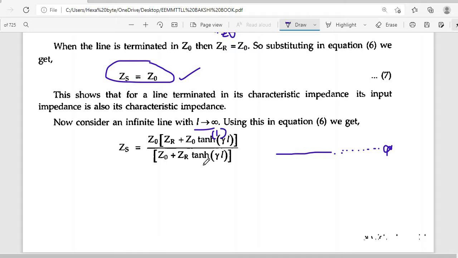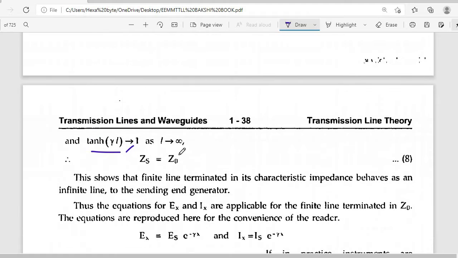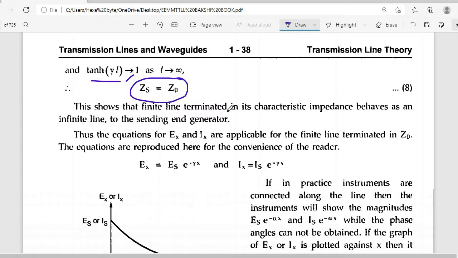This function is going to be 1. This is Z0 plus ZR, Z0 plus ZR, this gets cancelled. Only ZS is equal to Z0. So that is ZS is equal to Z0. This shows that a finite line terminated in its characteristic impedance behaves as an infinite line.